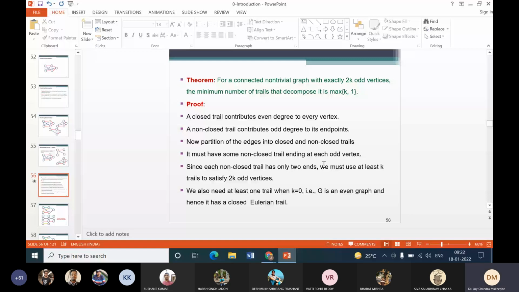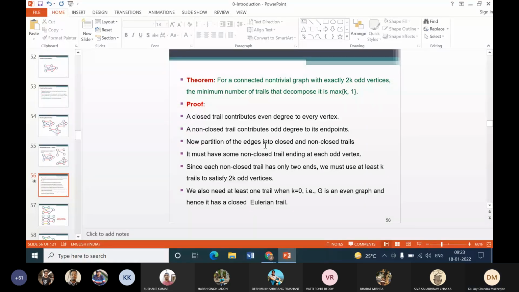So for one part we need to prove it, and this is true only for Euler graph. If the connected non-trivial graph has 0 odd vertices, in that case the minimum number of trails needed to decompose it is the maximum of k, that is 0 comma 1, that is 1. And why did this 1 come? Because at least one trail तो लगेगा ही आपको एक Euler trail को trace करने के लिए.